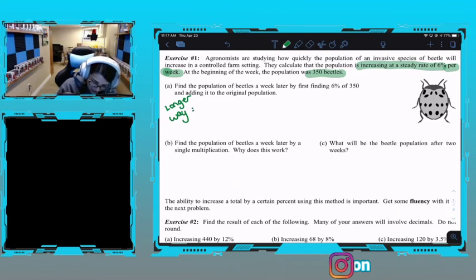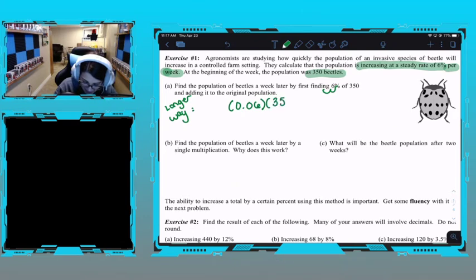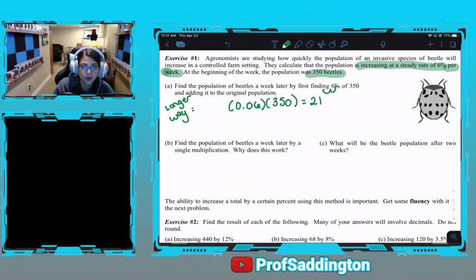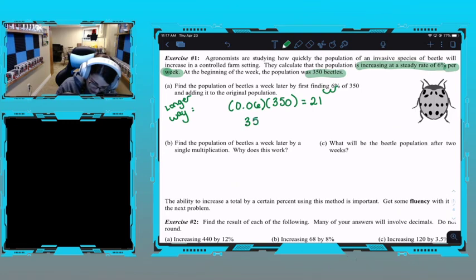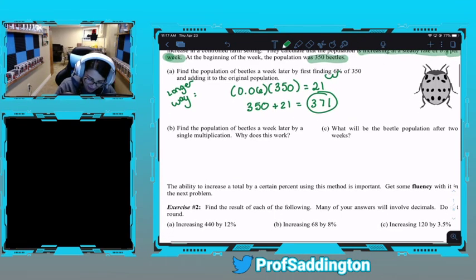So, the longer way would do, so 6%, we've got to turn that into a decimal by moving it over twice. So we're going to do 0.06 times our population of 350, and we get 21. But that's not my answer because I want to know what the actual population is going to be. So we've got to add it on to get 371. So that's the longer way.